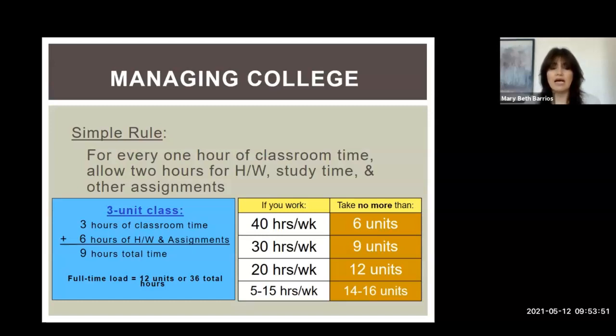And that's why we have 12 units as a full-time load, because with a 12-unit load, you're spending time in class and outside of class about 36 hours a week. So that kind of sounds like a full-time job, right? Just to give you an idea, we do have suggestions if you are working or if you have other responsibilities that take up anywhere between 5 hours a week to 40 hours a week, we have recommended units. So if you're working full-time 40 hours a week, we don't recommend taking any more than 6 units, which can come out to about 2 classes.